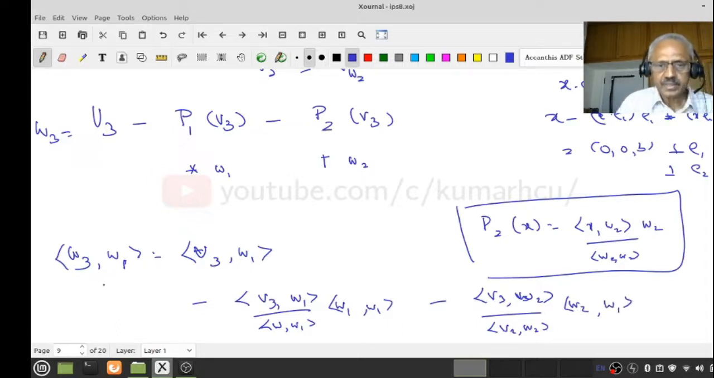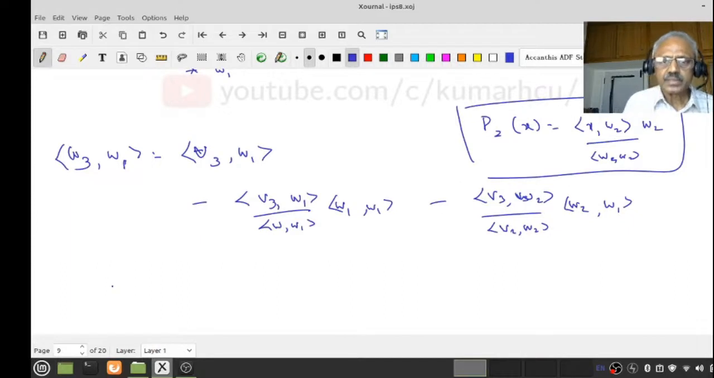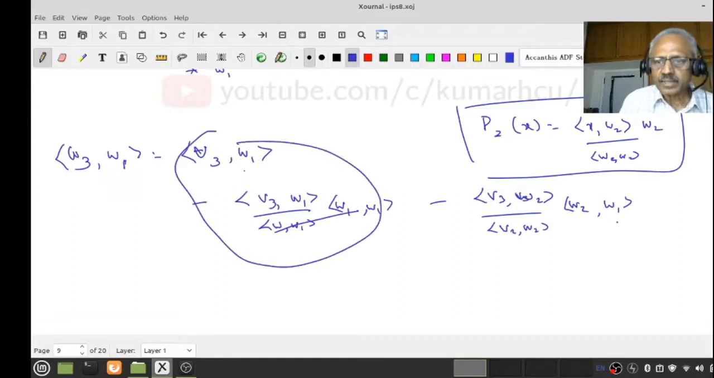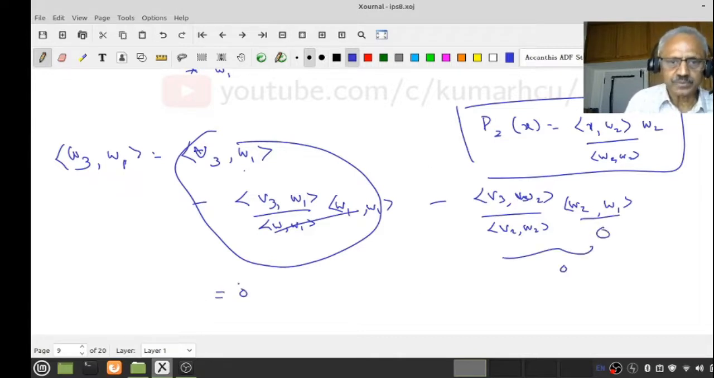You understand? Now let us look at this. This one cancels. Therefore, I have <V3, W1> minus <V3, W1>, they add up to 0. And W1 and W2 are orthogonal to each other. Therefore, this fellow is 0. Therefore, this term is also 0. Therefore, I have proved this.